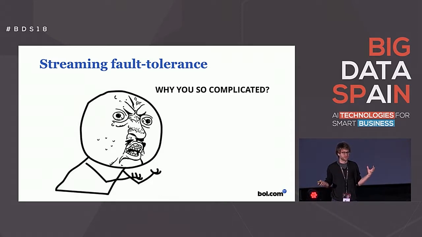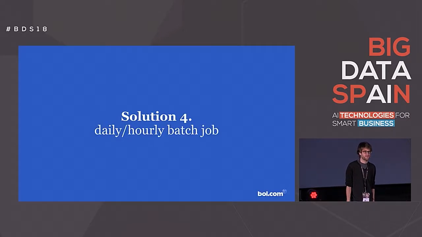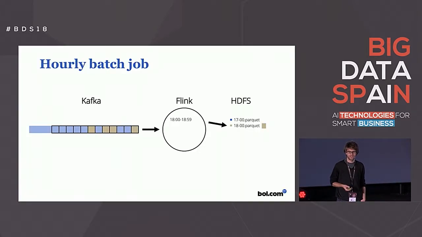Why is this streaming fault tolerance and all these systems so complicated? Why do we need to understand them? Actually, one teammate of mine, Karst, came up with an idea: why don't we just run a daily job or an hourly job that reads all the data in Kafka and dumps out the relevant things in an hour? That's pretty simple, right?